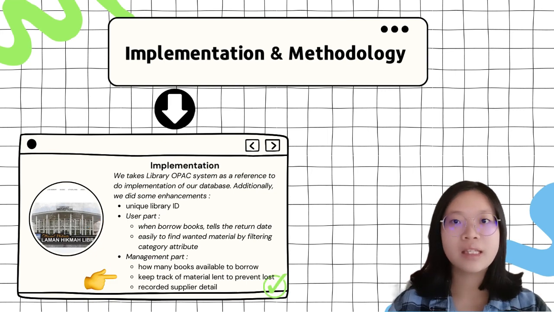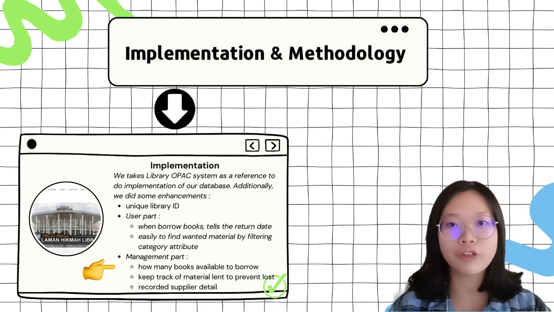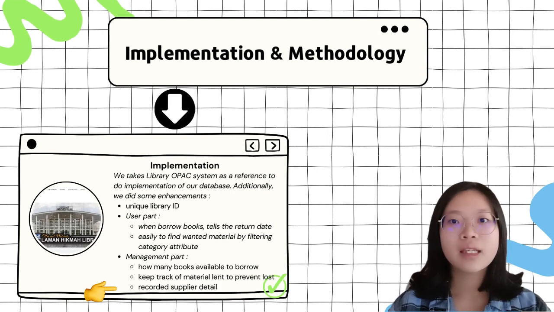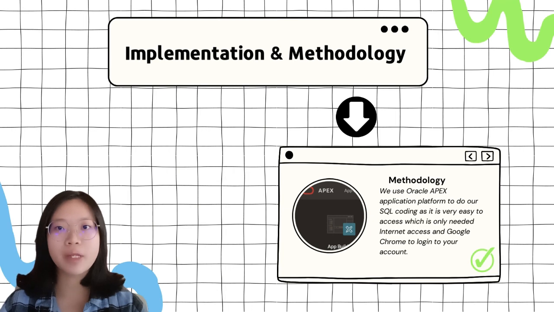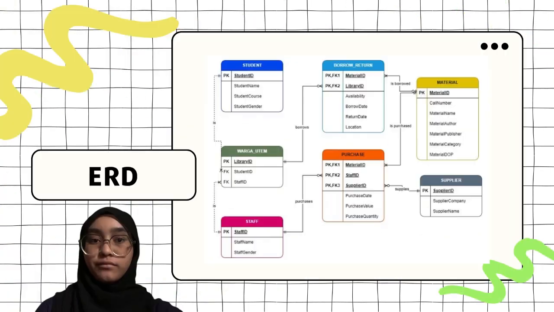This enhancement enables library management to keep track of the books that have been borrowed, which could prevent books being lost as time goes on. Moreover, we can easily know how many books are still available to be borrowed and allow generation of a report through this database. Besides that, it also stores all the supplier information for easier identification and contact for future transactions. To implement this database, we use the Oracle Apex application platform to do our SQL coding, as it is very easy to access, needing only internet access and Google Chrome to log into your account and create the database.